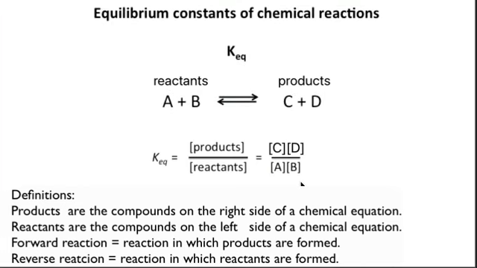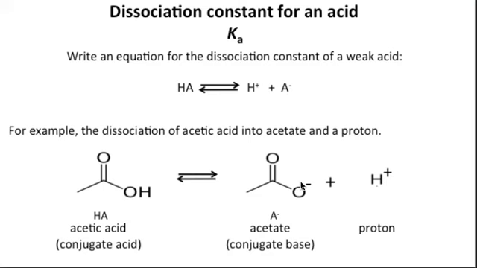Will you write a chemical equilibrium constant for an acid dissociation reaction? That's where an acid dissociates into a proton and its conjugate base. Please go ahead and write that based upon what we just said. Now I'm going to move on.